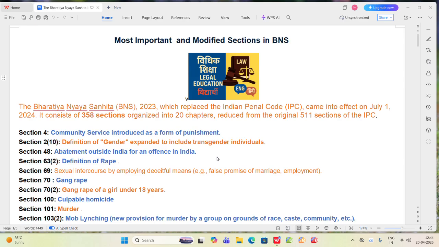So let us start. Section 4. Community service introduced as a form of punishment. This is a new section which has been added in BNS 2023. It was not in IPC.